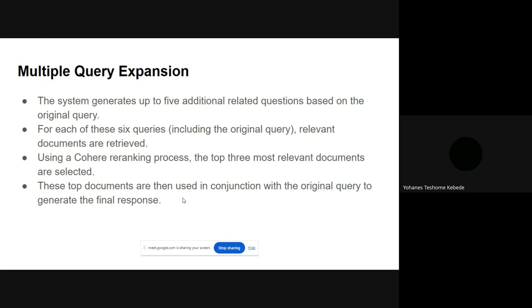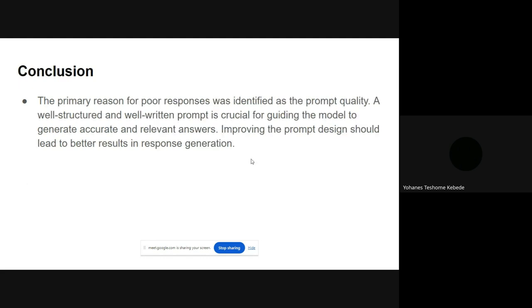The result I was getting was, for some of the queries, a good response, but for the others, bad responses. I was trying to look at the reason, and the relevant documents almost always have the answer for that question. I tried to change this 5 to 3 and this 3 to 1, but I still was getting the same results. The conclusion I made was that the primary reason for those poor responses was the prompt quality. Even though I tried to manipulate the prompts, I was still getting the same results. So maybe by writing well-structured and well-written prompts, we can get a better result with the multiple query expansion.